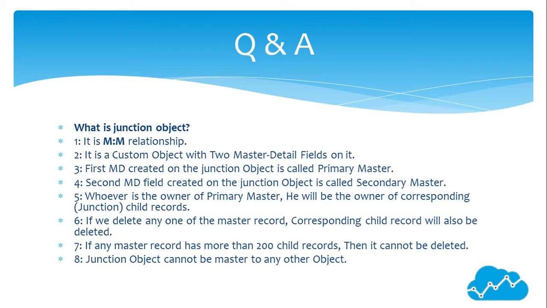If we delete any one of the parent records, the corresponding child record will also be deleted. If any master record has more than 200 child records, then it cannot be deleted. A junction object cannot be master to any other object.